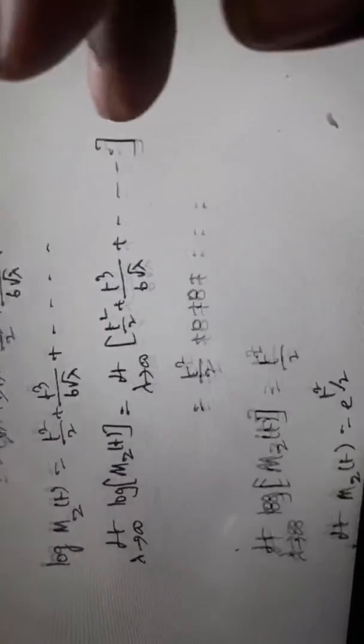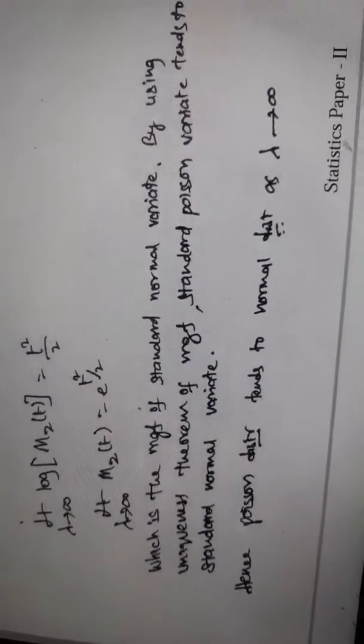Now as lambda tends to infinity, consider here: t square by 2 stays like that, and t cube by root lambda, in the sense 1 by infinity, is 0. That's why the remaining terms are also 0. So finally t square by 2. So the limit as lambda tends to infinity, M_Z(t) is e power t square by 2, which is the MGF of the standard normal variate. That's why the Poisson distribution tends to the normal distribution as lambda tends to infinity.